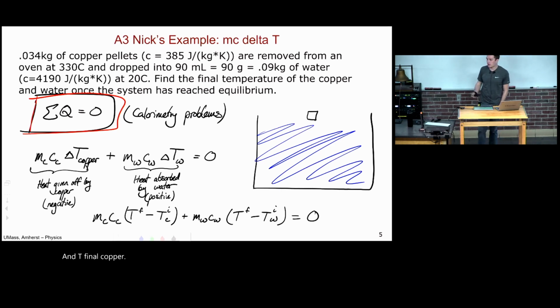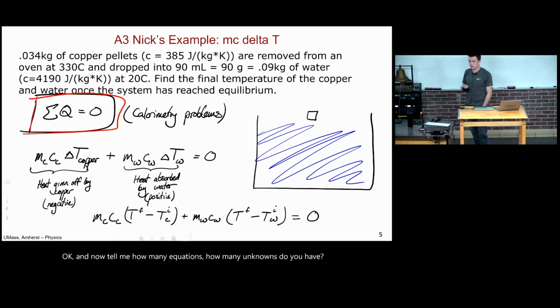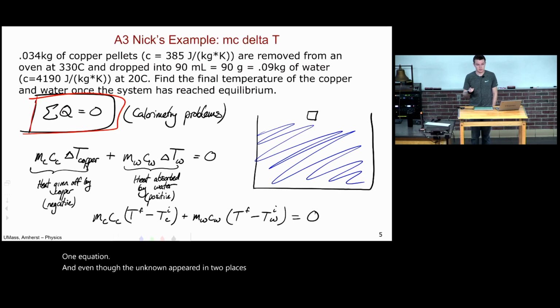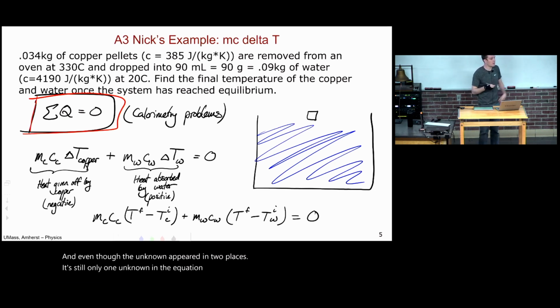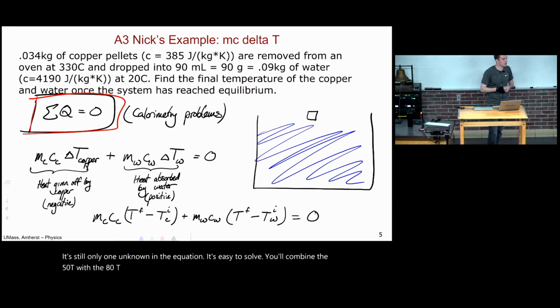Okay, and now tell me, how many equations, how many unknowns do you have? One equation, and even though the unknown appeared in two places, it's still only one unknown in the equation. It's easy to solve. You'll combine the 50T with the 80T to get a 130T. The equation is just as easy to solve.